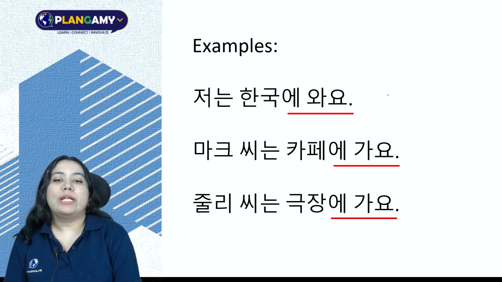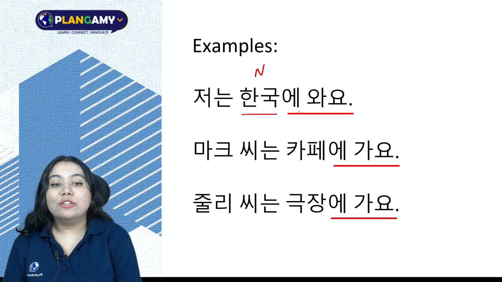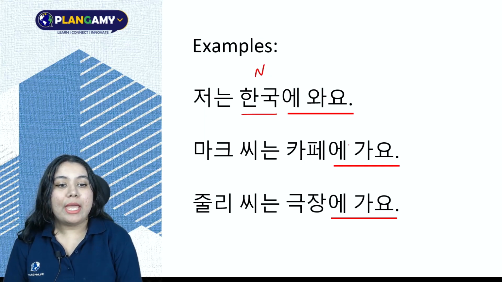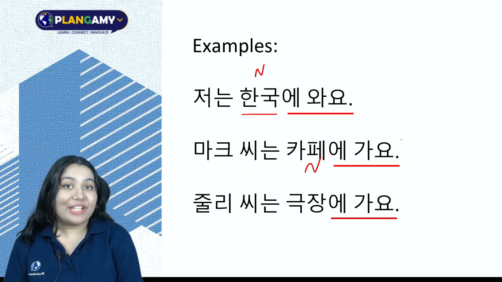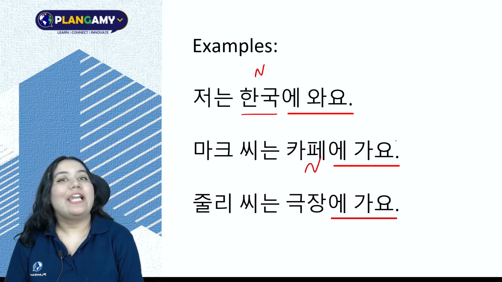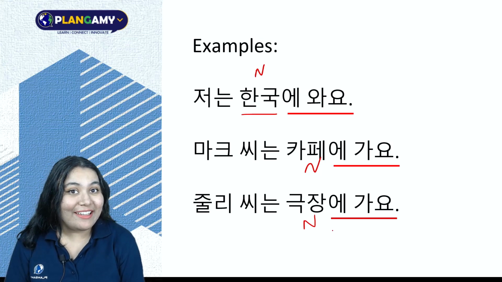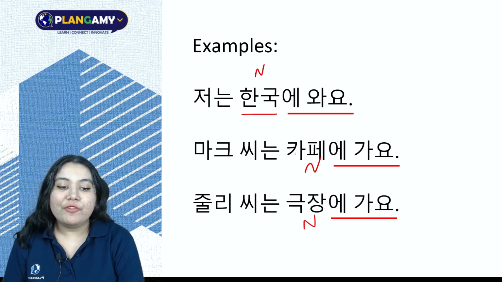Okay, let's see a few more examples. 저는 한국에 가요. 한국 is my noun location, my 장소. So 한국에 와요, I come to Korea. 마크 씨는 카페에 가요. 카페, again, my noun location. So Mark goes to the cafe. 줄리 씨는 극장에 가요. 극장, movie theater, is my noun location, my 장소. So Julie goes to the movie theater.